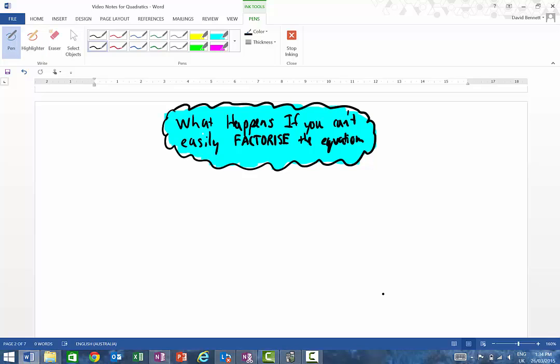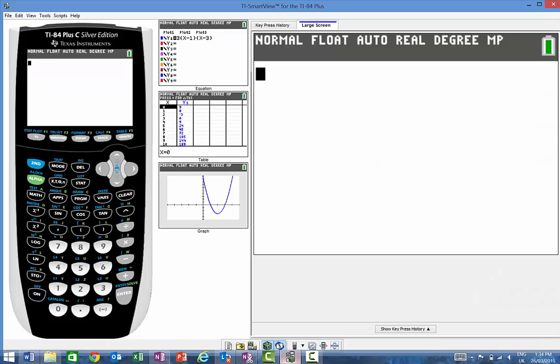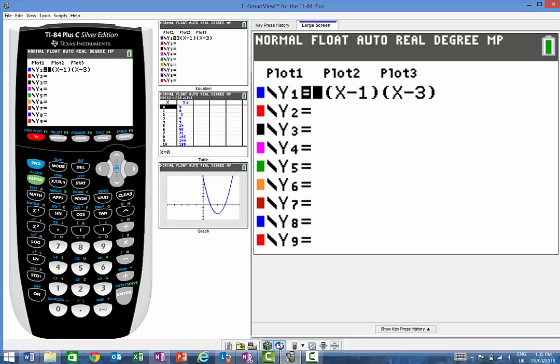So let's have a go at a function that might not easily factorise. Let's go something like y equals x squared take 3x plus 7. I don't think that has easy factors, because I know the factors are 7 and 1. So the easiest thing to do here would be to go to your calculator. The first thing I could do is put that into my calculator and graph it.